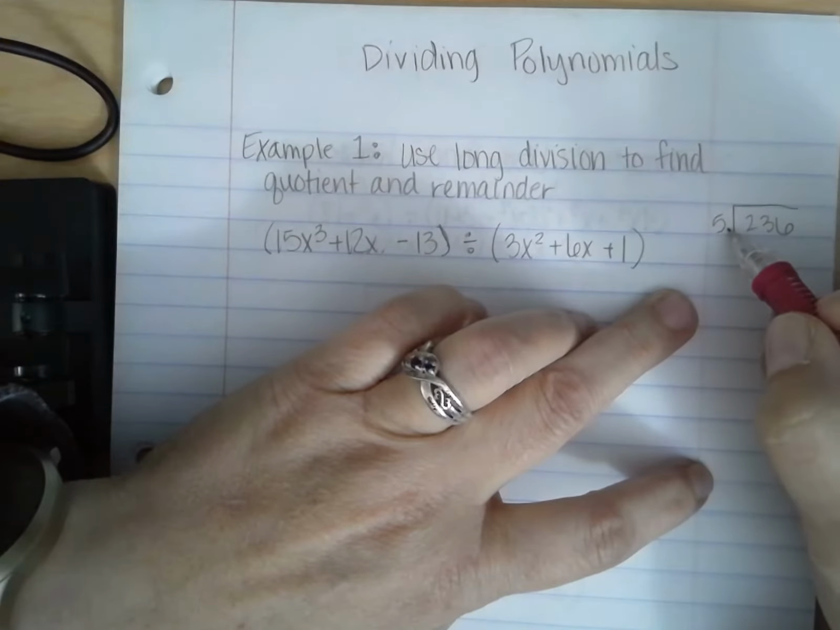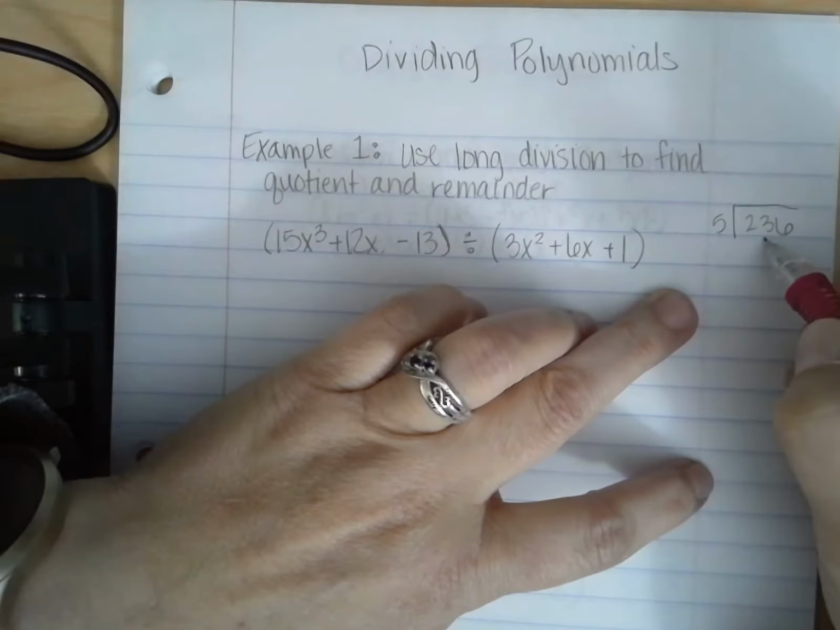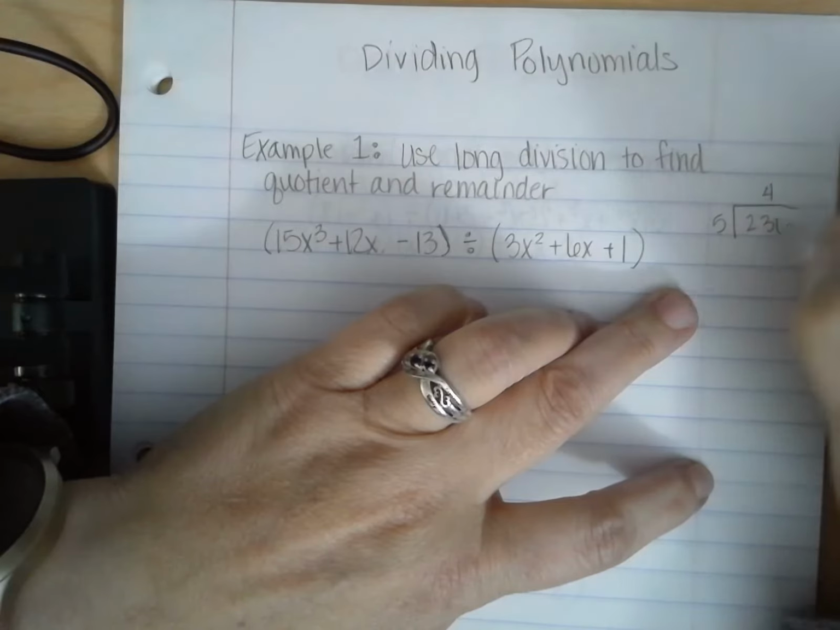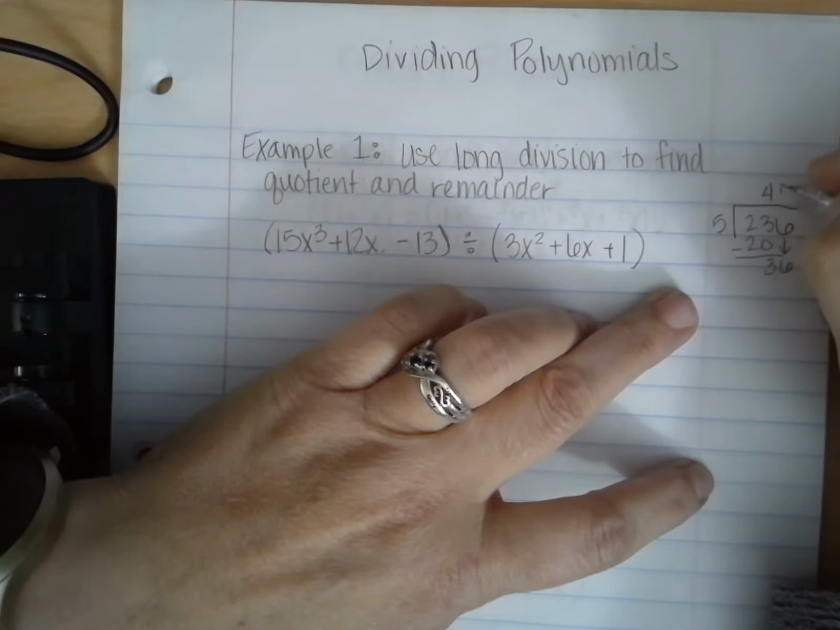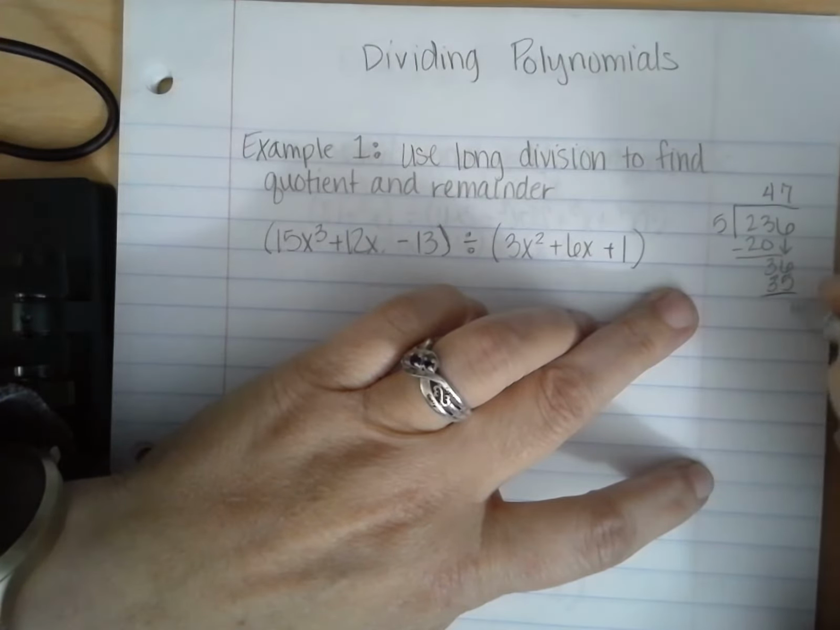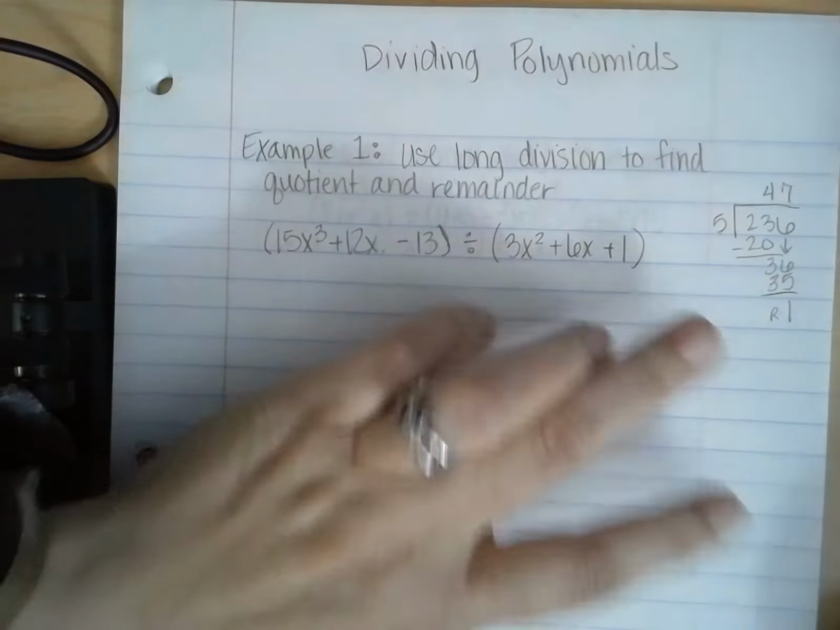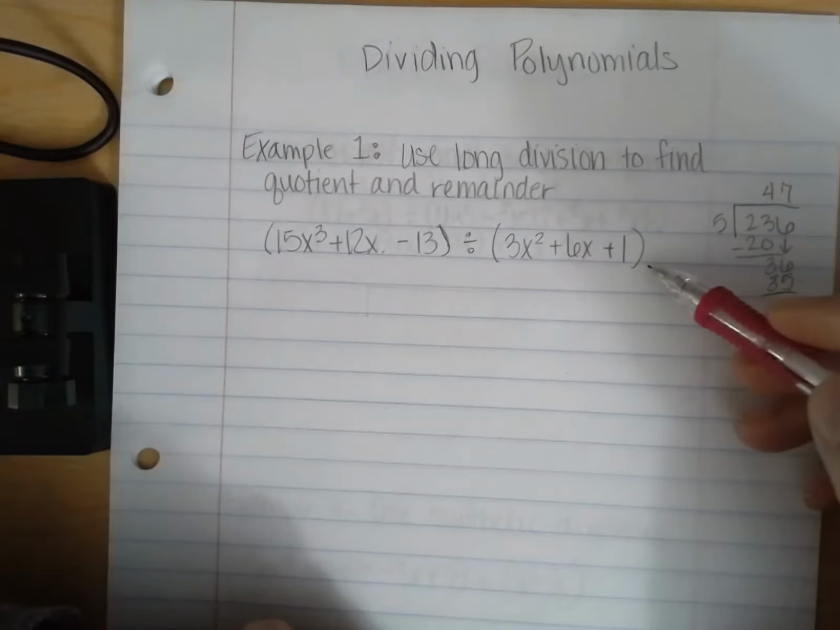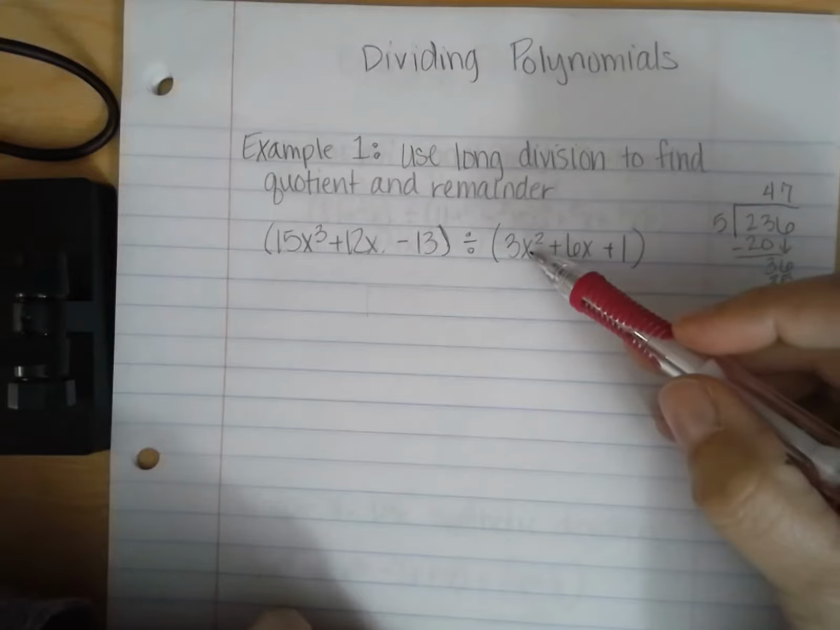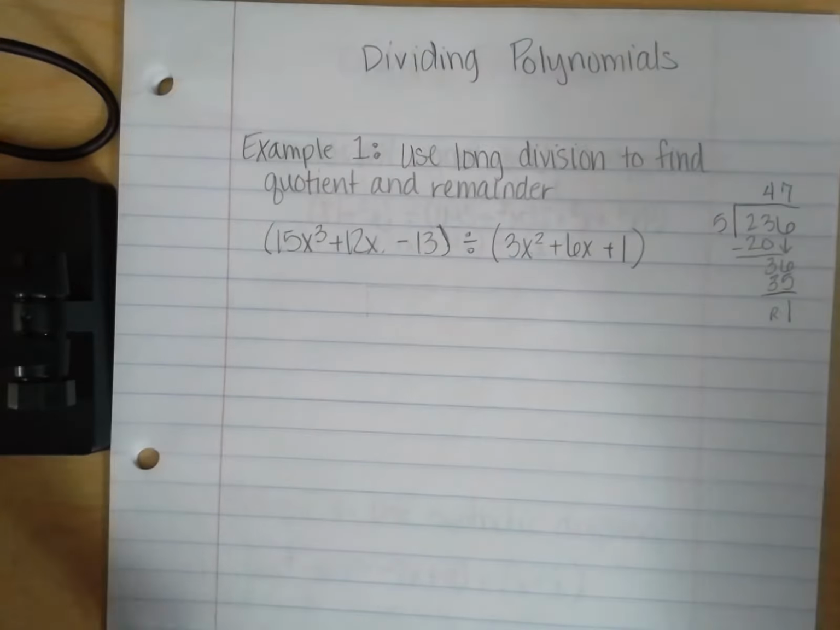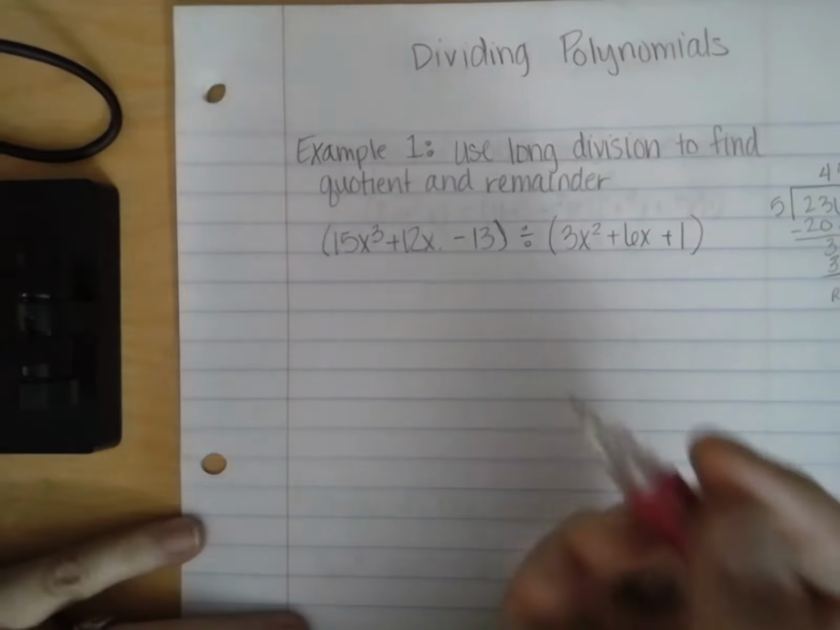You would just figure out how many 5s can go into 23, which is 4. Subtract off the pieces, bring down. 5 goes into 36 7 times, and we end up with a remainder of 1. So that's the same process we're going to be doing here, except now we're actually matching up the x squares and the x's as well as the numbers.